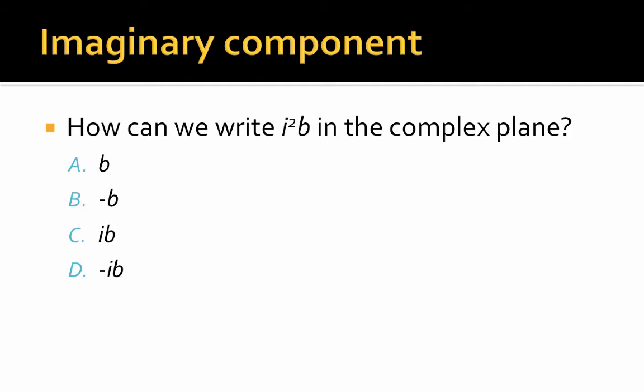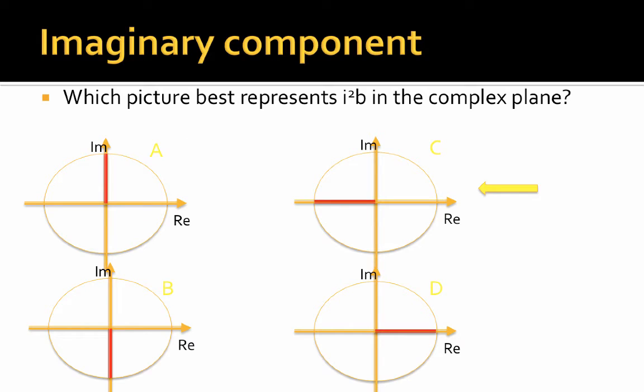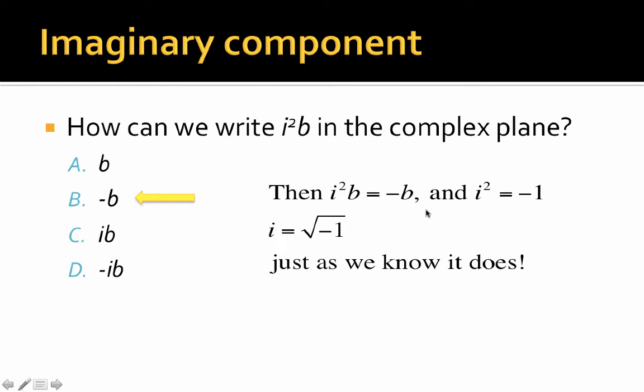So pause here. And yes, after you think about it, we see that i squared is simply minus 1, so it becomes minus b. If you look back at this picture, minus b would be along the real axis in the minus b direction. So a nice result of this is that i squared b now equals minus b, and i squared then equals minus 1, i equals square root of minus 1, and we knew all that already.